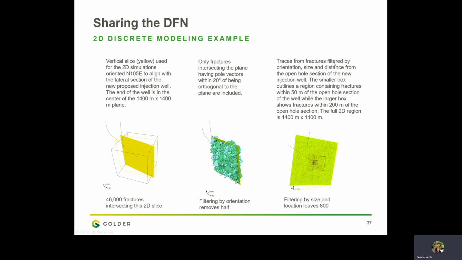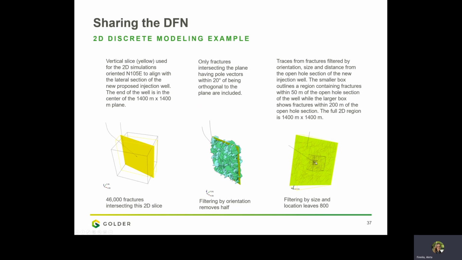So another thing we can very reasonably do is some extra filtering by size and location. This is a pretty big region, 1400 meters by 1400 meters. Certainly we're very interested in what's happening right at the open hole section, right at the stimulation point. We really would like to capture all the fractures in that location. So we put a 50 meter box around that area, and we're saying within that box, we want all the fracture traces.